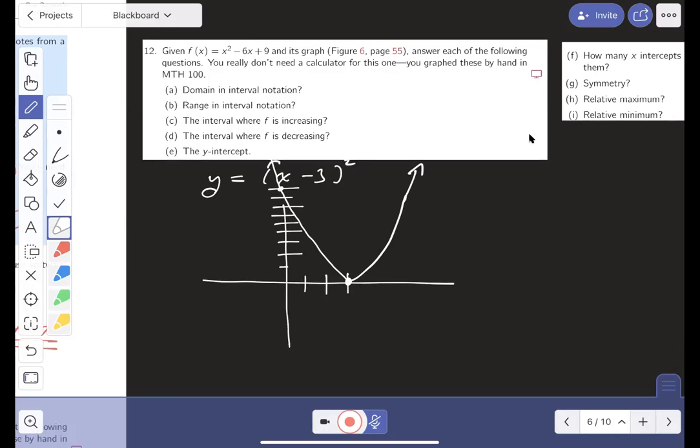Now someone says, well, the graph's on the next page. I like the graph on the next page better. A machine did it. Definitely a better picture. All right. So what do they want to know? A says domain. Well, I don't need a picture for that. And read it out. It's a polynomial, no division, no even roots. The domain is all real numbers.